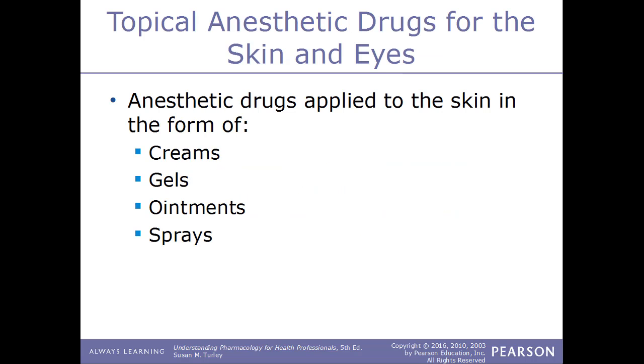First, we'll start off with topical anesthetic drugs for the skin and eyes. Anesthetic drugs that are applied to the skin can be applied in the form of a cream or a gel or an ointment or a spray.